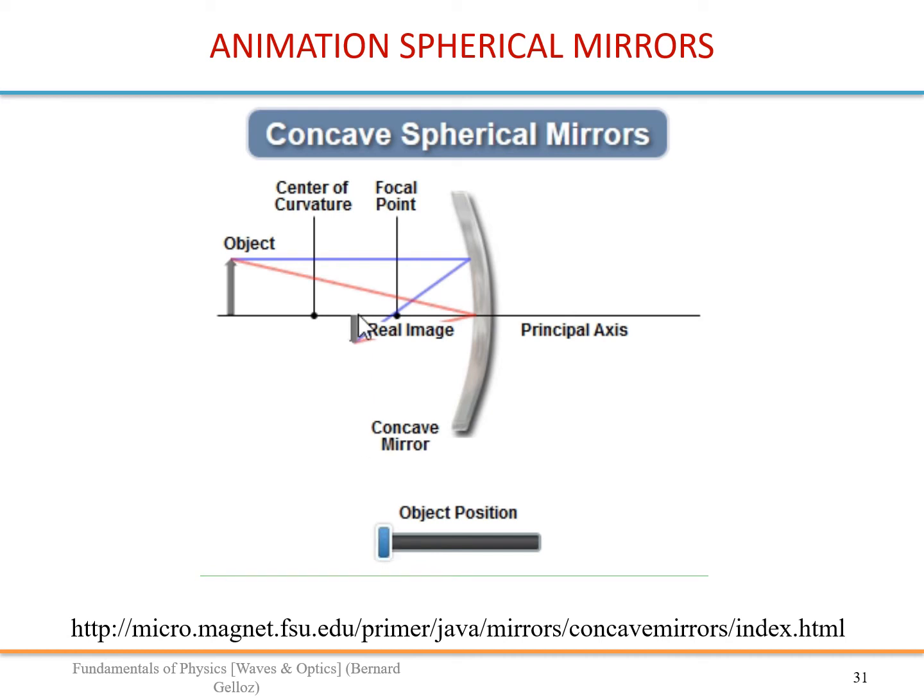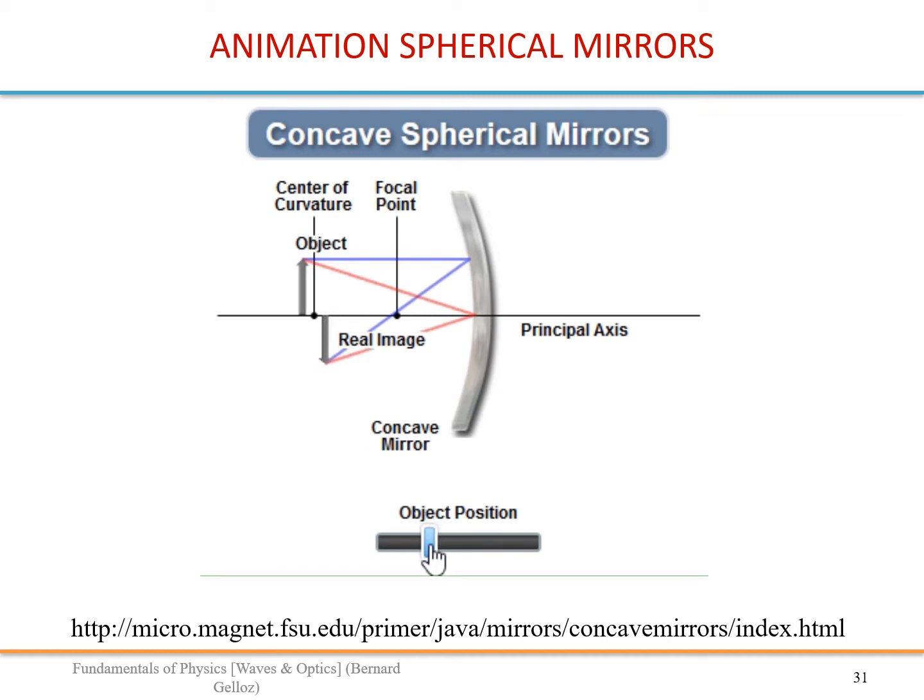So now you see that the image is real. It is because you have intersection of real rays here, and it is inverted and smaller than the object. Let's get closer. So as we get closer to the center of curvature, the image also gets closer to the center of curvature and gets bigger, still inverted but bigger.